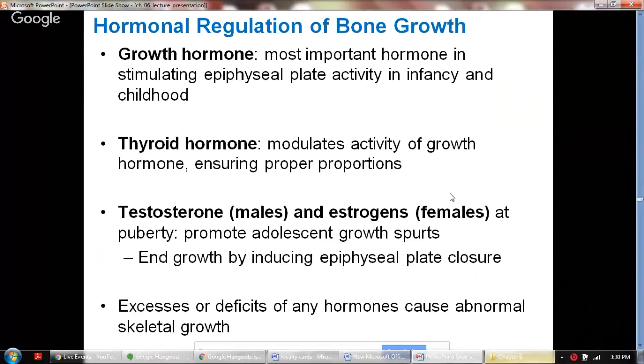On the other hand, our sex hormones play a role as well. Testosterone in males and estrogens in females, at puberty, promote the adolescent growth spurt. So, in addition to thyroid hormone, the sex hormones play a role too. And the end of growth happens by inducing epiphyseal plate closure. Excess or deficits of any hormones can cause abnormal skeletal growth.